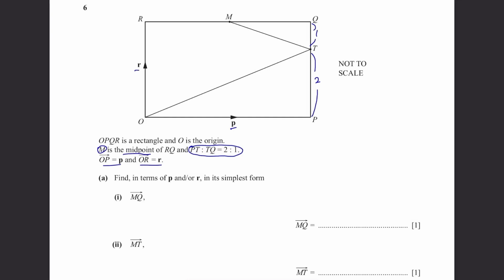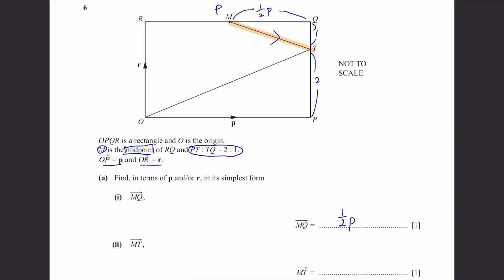Part A. Find in terms of p and/or r, in its simplest form, MQ vector. MQ vector is here, and this line RQ is parallel to OP, so this is p as well. Also, they said M is the midpoint, so MQ will be half of p.